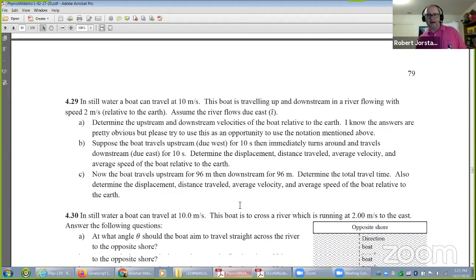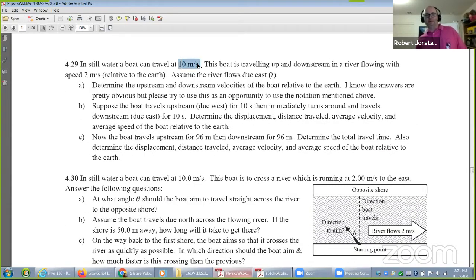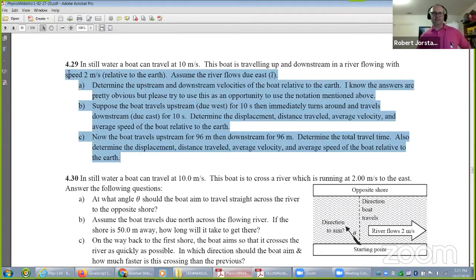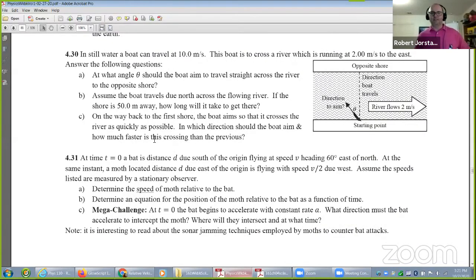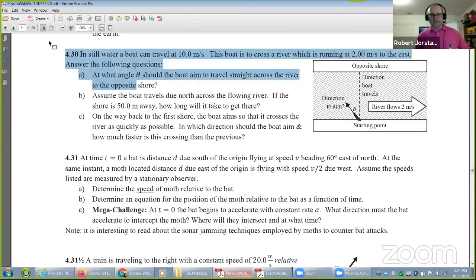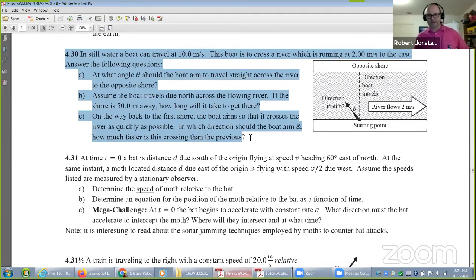So now I did a variation on this with a boat, 10 meters per second, and it goes upstream and downstream. And so what you could do is see if those things make sense. That's a simple enough problem because there's basically only i hats, plus or minus. I want you to do that one. Now things are a little bit trickier. Let's see how you do this one, okay?